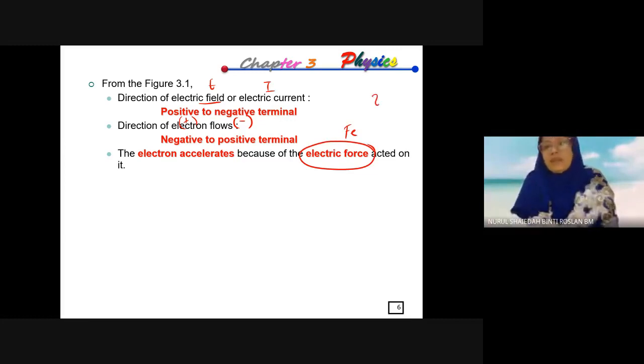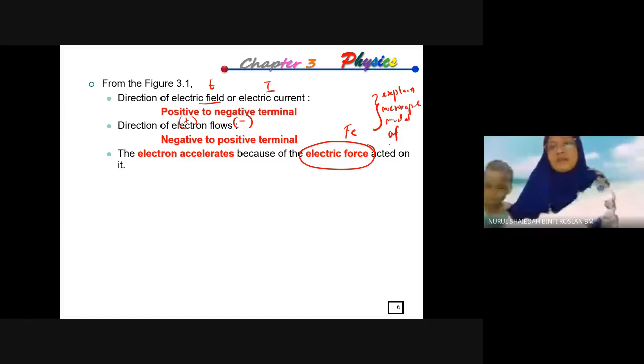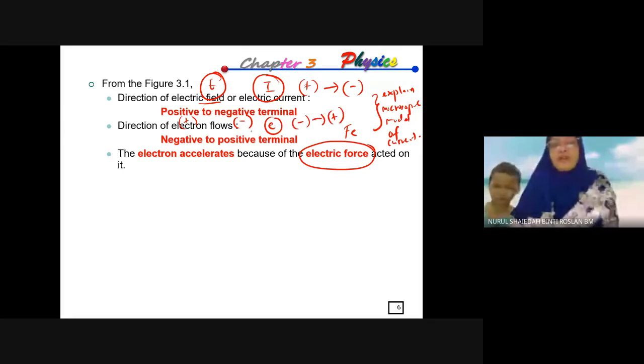So ini adalah 3 description ataupun explanation untuk microscopic model of current. So yang pertama awak cerita pasal direction of current and electric field, dia bergerak daripada positif ke negatif. Yang kedua, you cerita pasal direction of electron. Electron bergerak from negative to positive. And why this electron boleh accelerate? Dia accelerate adalah due to the electric force.